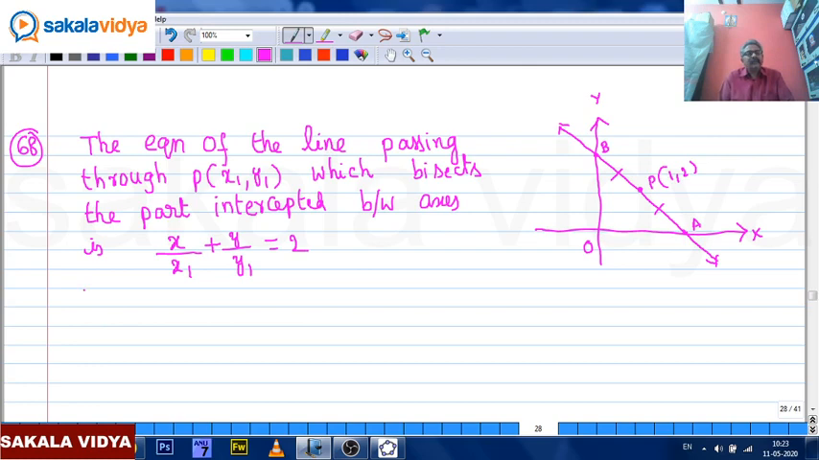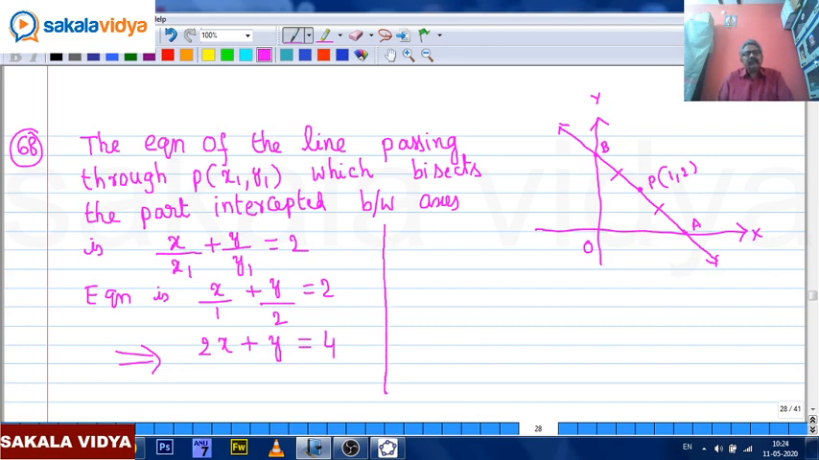So now here the equation is x by 1 plus y by 2 equals 2. Multiply with 2: 2x plus y equal to 4. Now we can write 2x plus y minus 4 is equal to 0. Now this is the first part. What is the second part? We need to find out the perpendicular distance from origin to this line.